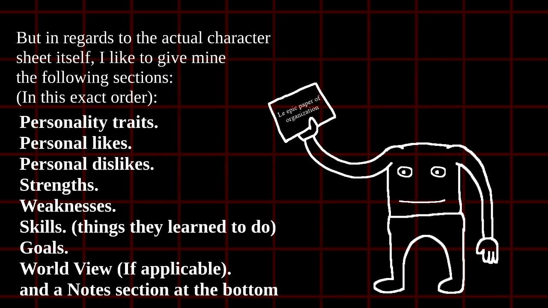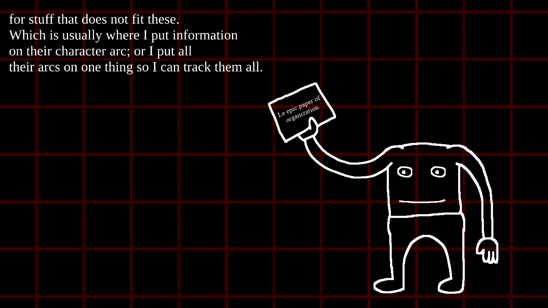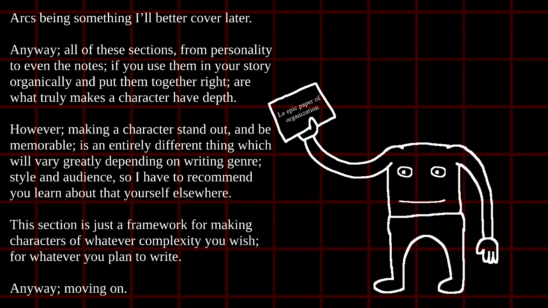But in regards to the actual character sheet itself, I like to give mine the following sections in this exact order. Personality traits, personal likes, personal dislikes, strengths, weaknesses, skills, which for clarification skills are things they've learned to do, goals, worldview if applicable, and a notes section at the bottom for stuff that does not fit these, which is usually where I put information on their character arc, or I put all their arcs on one thing so I can track them all separately. However, arcs are something I'll better cover later.